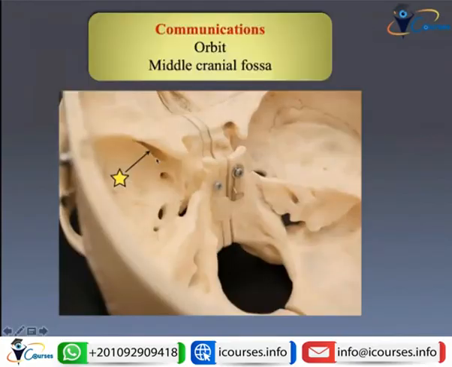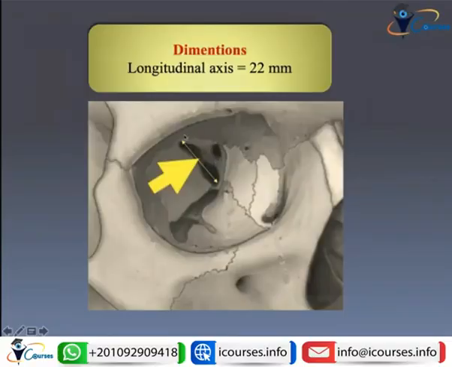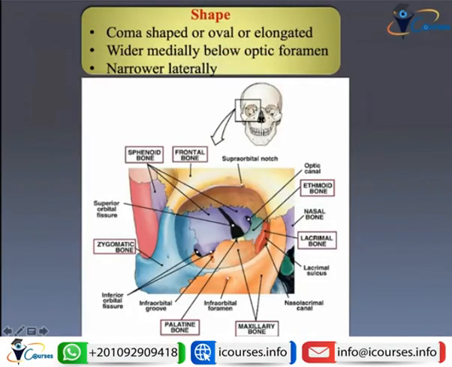This superior orbital fissure will communicate the orbit to the middle cranial fossa, as well as the optic foramen, and it has a longitudinal axis of about 22 millimeters. It has a comma-shaped or elongated shape that becomes wider medially than laterally. So it becomes wider in close proximity to the optic canal, but laterally it becomes more narrow.